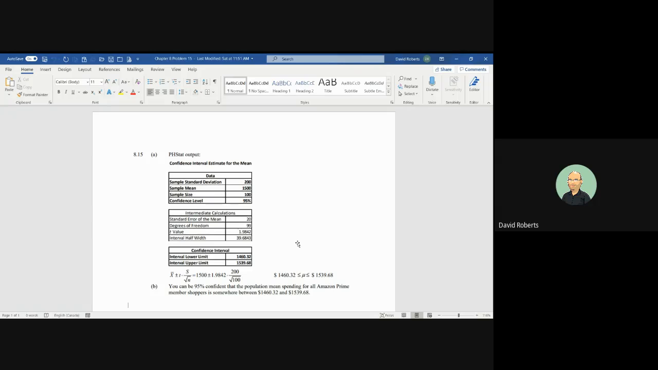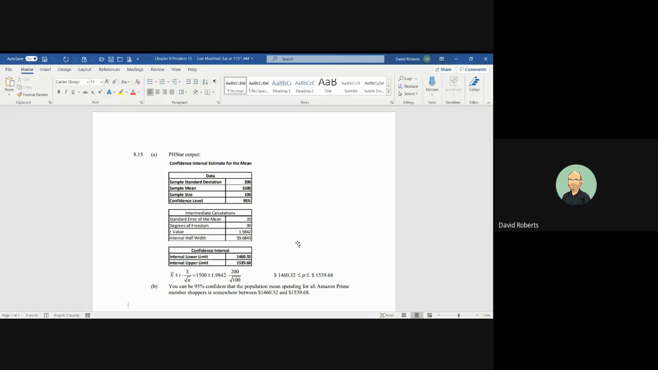At 95%, and I'm actually combining my answer for A and B together. So at 95% confident means 5% of the time will be wrong, that the population mean will be between $1,460 and 32 cents and $1,539 and 68 cents. So there's a 2.5% chance that the population mean will be below $1,460 and 32 cents, or possibly a 2.5% chance that it'll be above $1,539 and 68 cents.